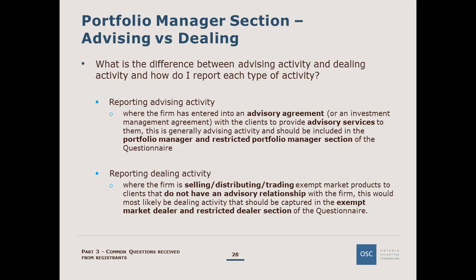I first want to clarify the difference between advising activity and dealing activity, and how a registrant should report each type of activity. Activity where the firm is providing advisory services to clients is generally advising activity and should be included in your responses to the questions in the PM section of the questionnaire. Activity where the firm is selling, distributing, or trading exempt market products to clients that do not have an advisory relationship with the firm is more likely to be dealing activity and should be included in your responses to the questions in the EMD section of the questionnaire.